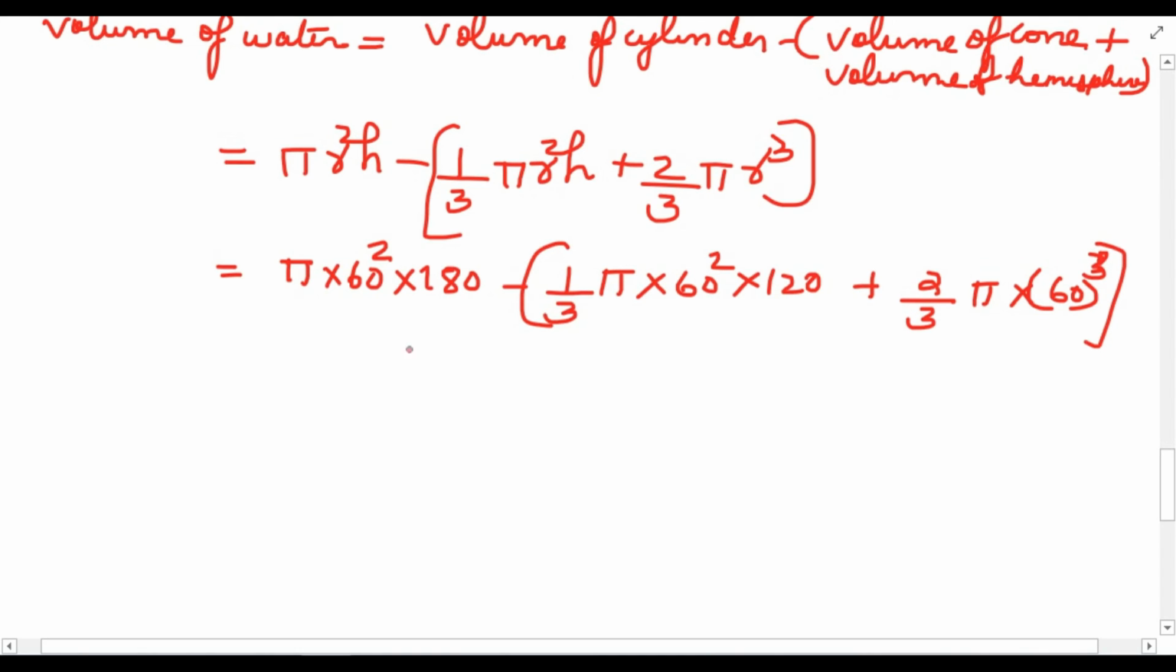When you simplify this, we will be getting 3600 into 180 minus 1 by 3, this you can cancel, this will be 40, again this 160 you can cancel and write as 20. When you simplify this, we will be getting 0400 centimeter cube. So this will be the volume of the water that is left in the cylinder.